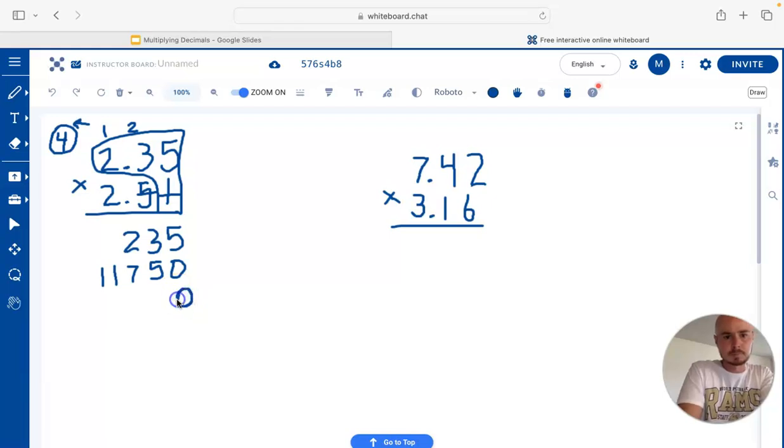So before I start multiplying, I want to cross these off just so I don't accidentally use them again. 2 times 5 is 10. And I need to regroup there. 2 times 3 is 6, plus 1 more is 7. And 2 times 2 is 4.